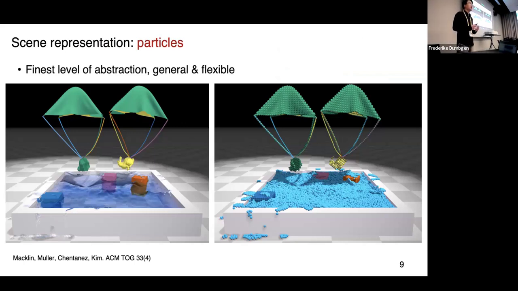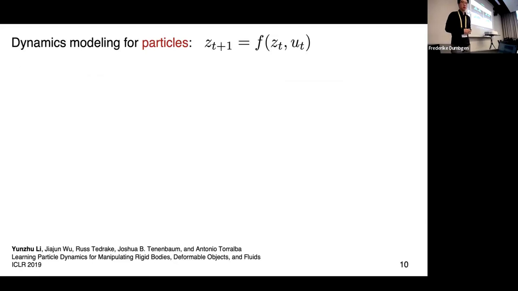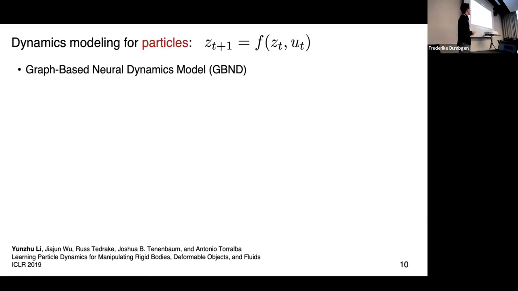Specifically in this talk, the majority of the work will be about using particles as the representation for the environments, where your particles can represent the general geometry of the environments, as well as the interactions between and within different kinds of objects. Specifically, we are using a graph neural network to model the dynamics of this type of particle system. And we call it a graph-based neural dynamics model.